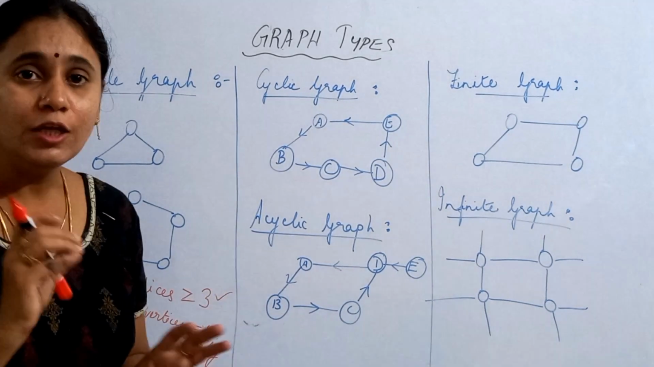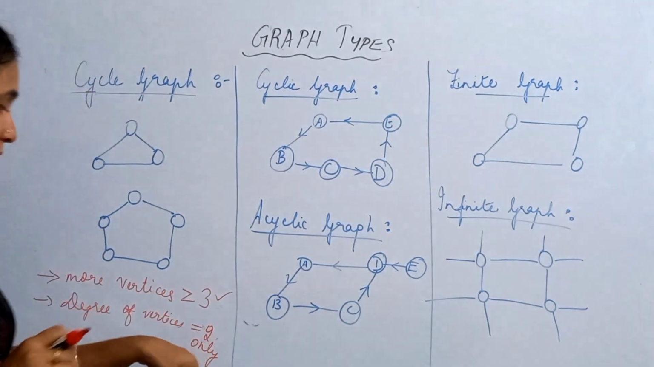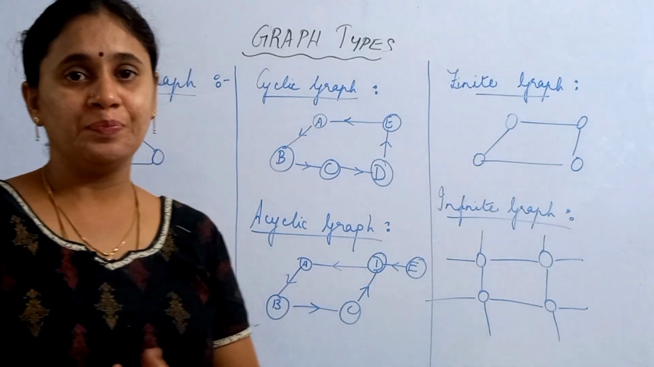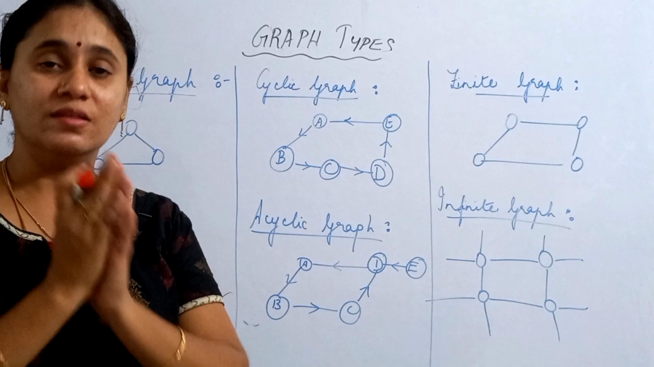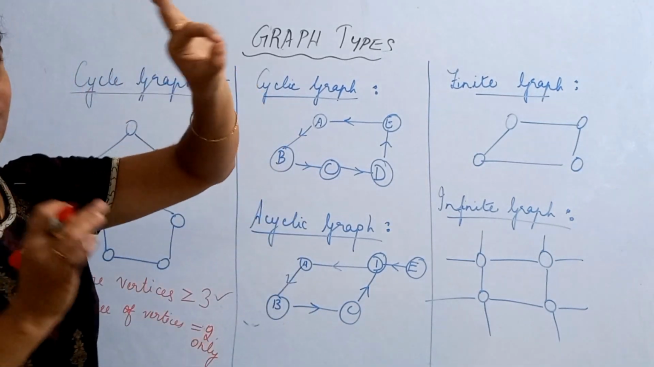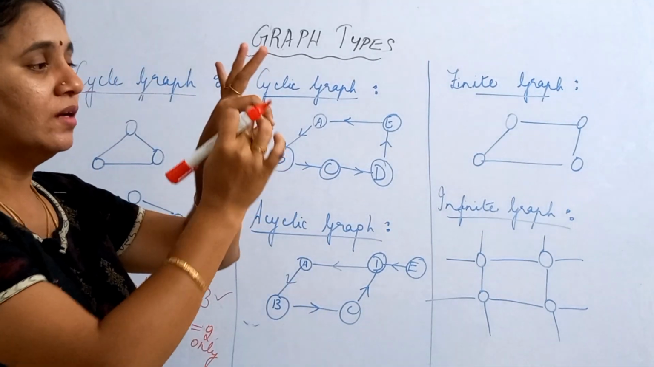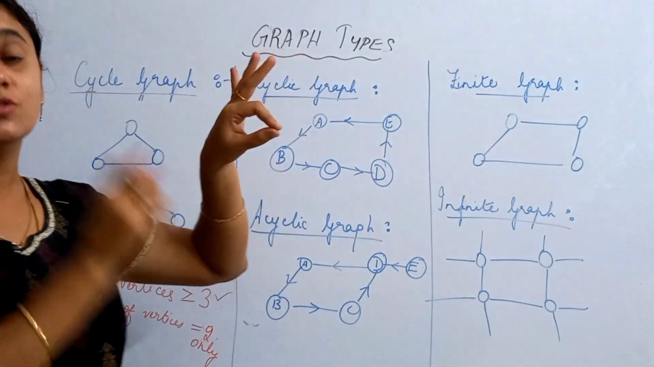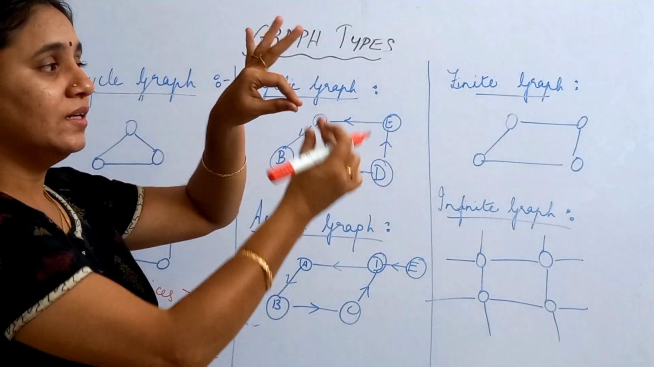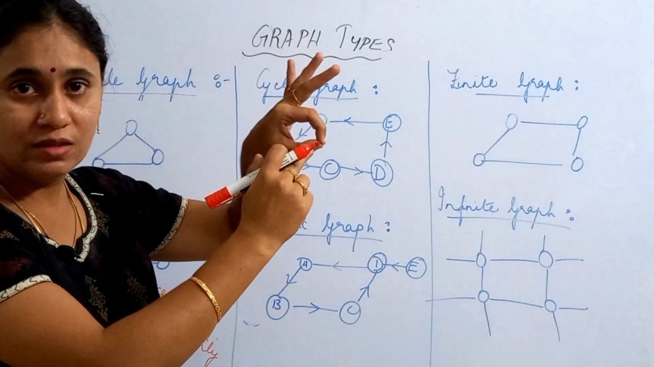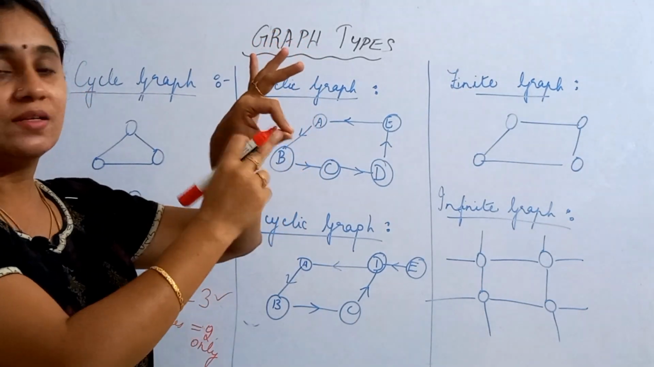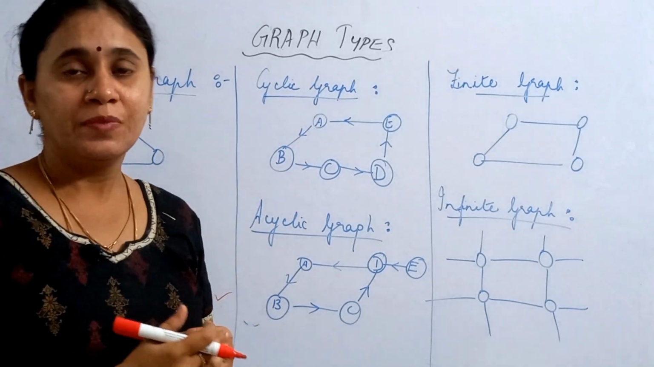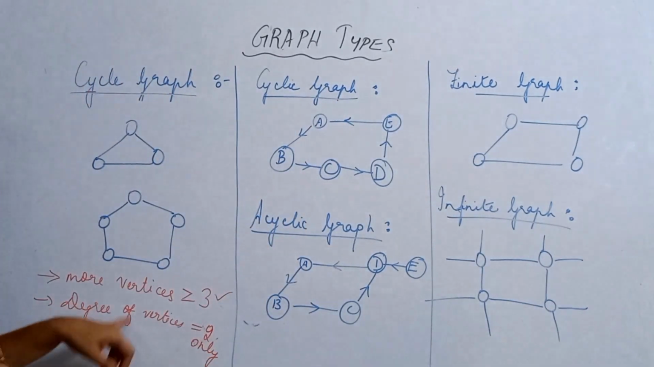Then the degree of each and every vertex should be exactly 2. So what is a degree? A degree is the total number of edges that are connected to a vertex. So that is called a degree.